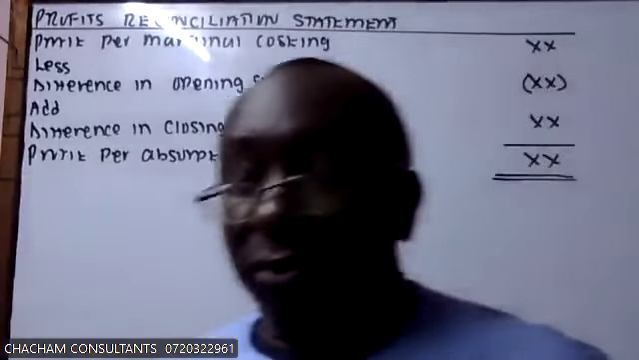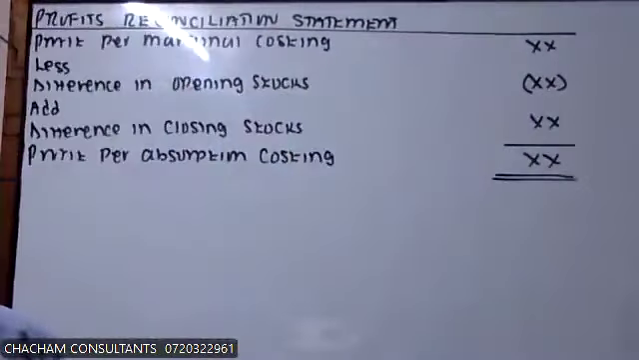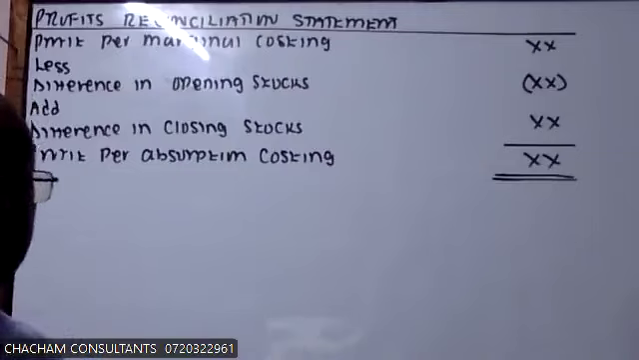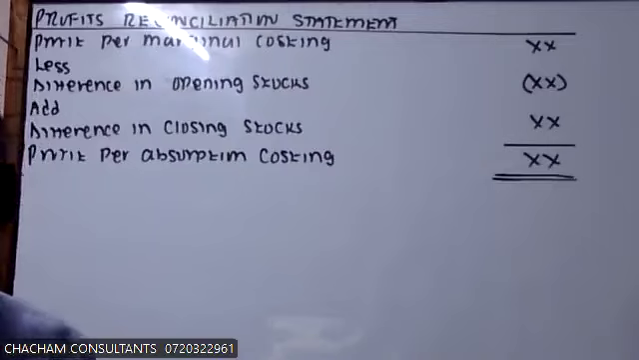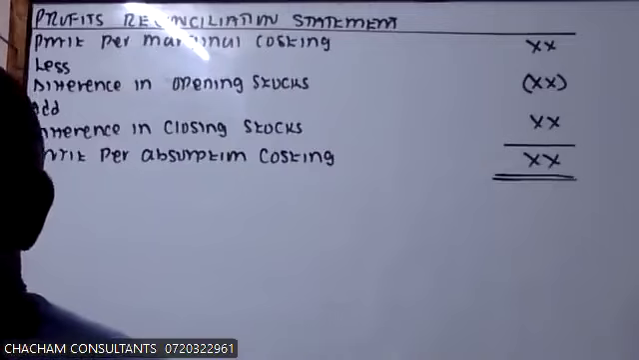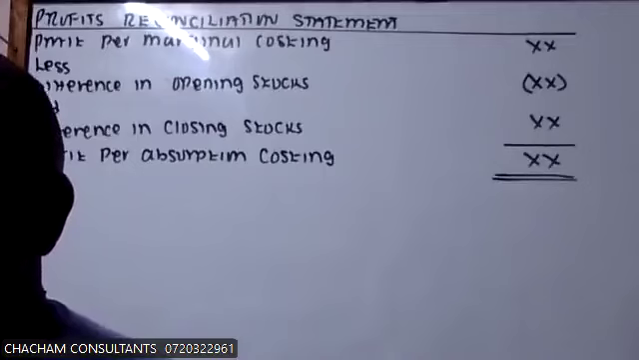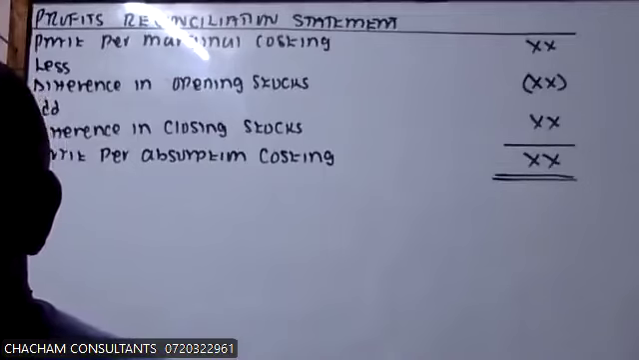Yeah, so once you prepare the two statements, they always report different profits. And the reason is just because of the fixed costs. So we normally do a reconciliation, just like what you were doing yesterday. And that's the format. This one is much easier.